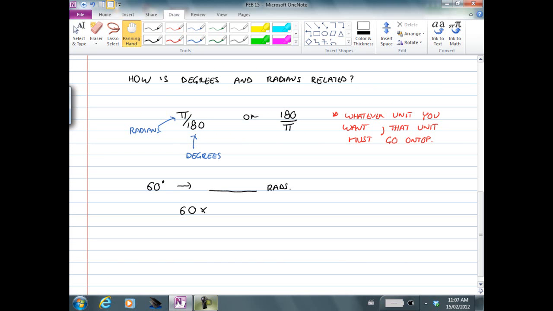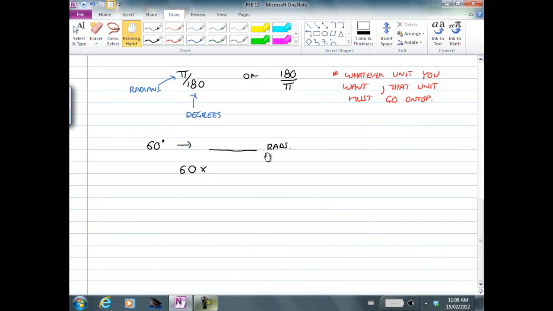Guys, gals, I'm going to pause it. Ooh, whoa. I have to use, see, I'm converting to radians, right? So I have to use a fraction with radians on top. Which fraction has radians on top? This one, right here. But didn't you say the number has to go on top? It says whatever unit you want, that unit must go on top. See, I want radians, so I'm going to choose a fraction with radians on top. So I go times pi over 180. So go ahead and multiply this out.